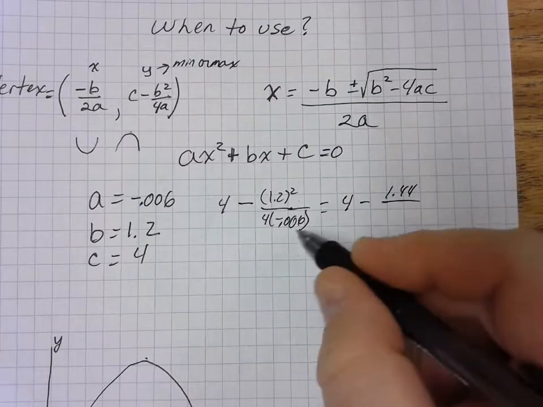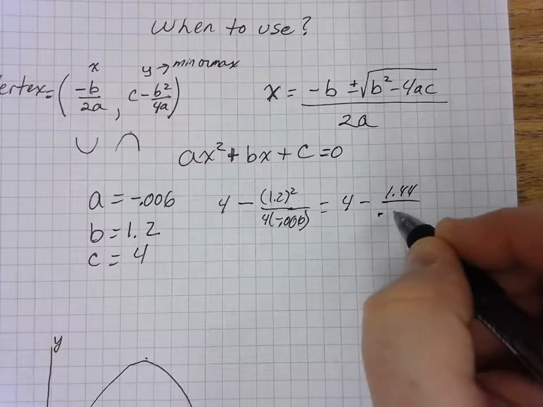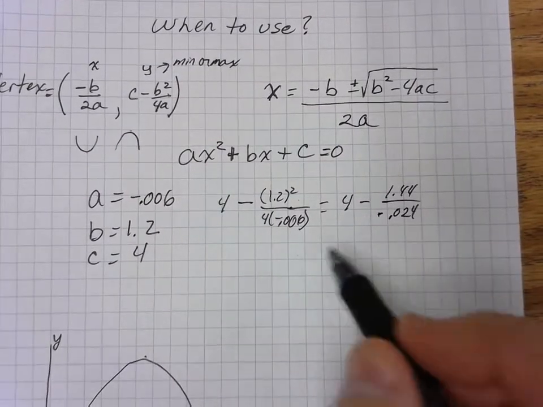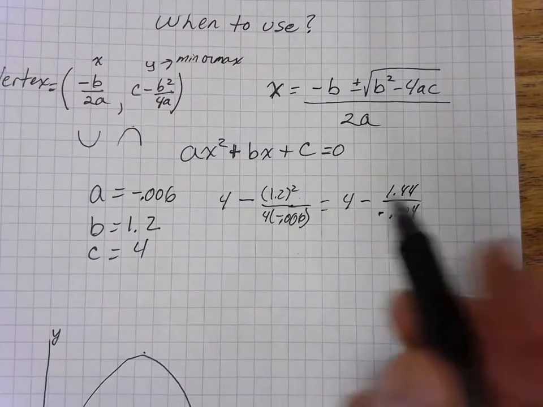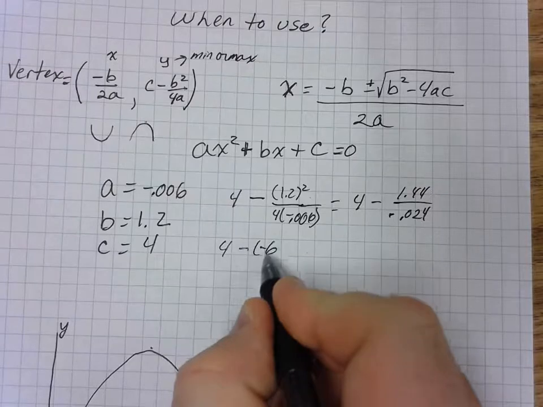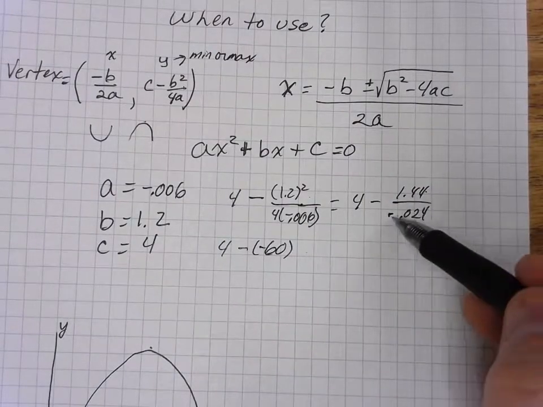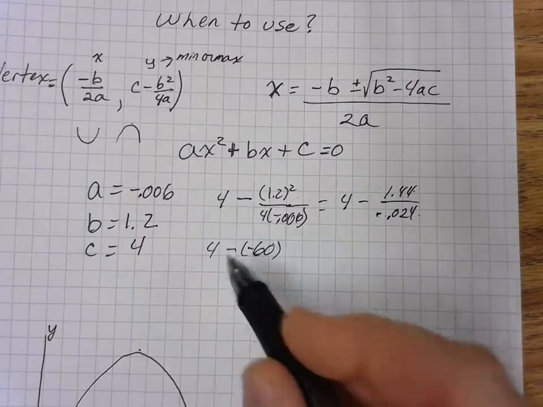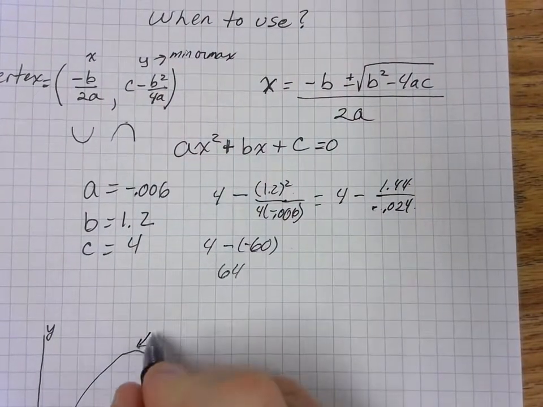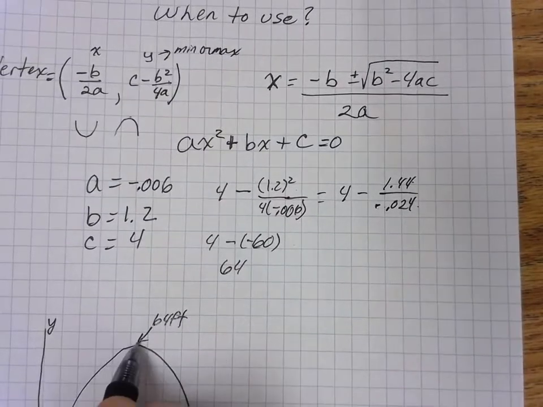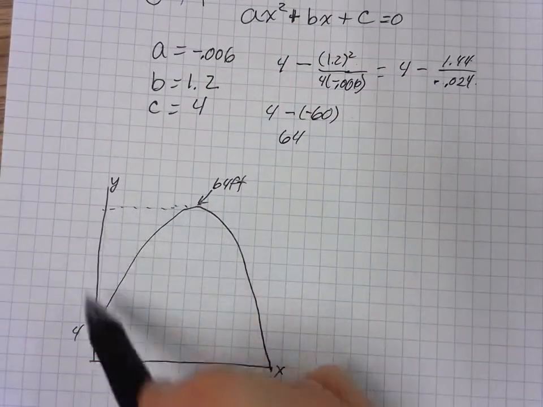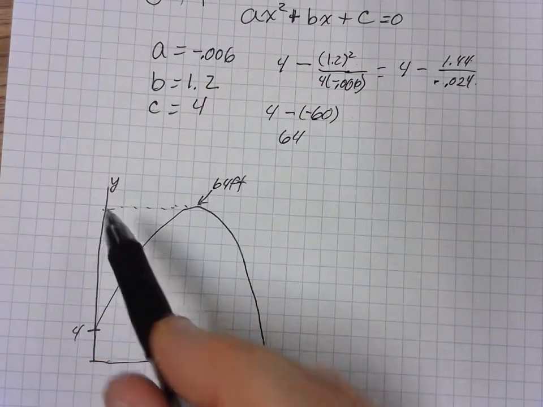So if I simplify this a little bit, I get 4 minus B squared is going to give me 1.44. This calculation on the bottom is going to give me a negative 0.024. And I'm going to simplify it again, bring that down to the next line. So this division, 1.44 divided by negative 0.024, will end up giving me a negative 60. And then 4 minus negative 60 is going to give me 64. So the maximum height here is 64 feet. That is the distance going up. So distance going up this way is going to be 64 feet.